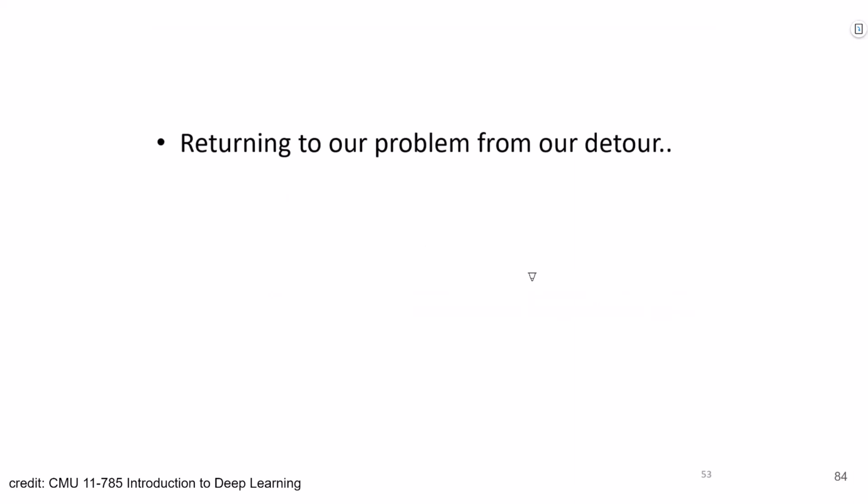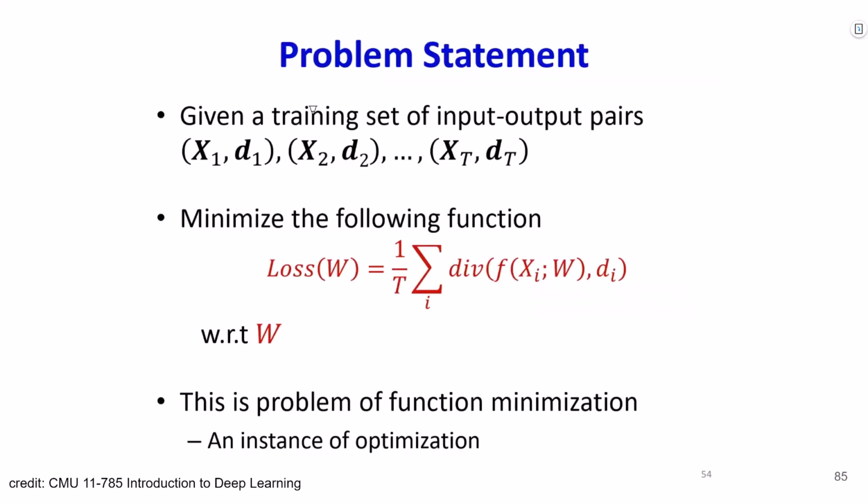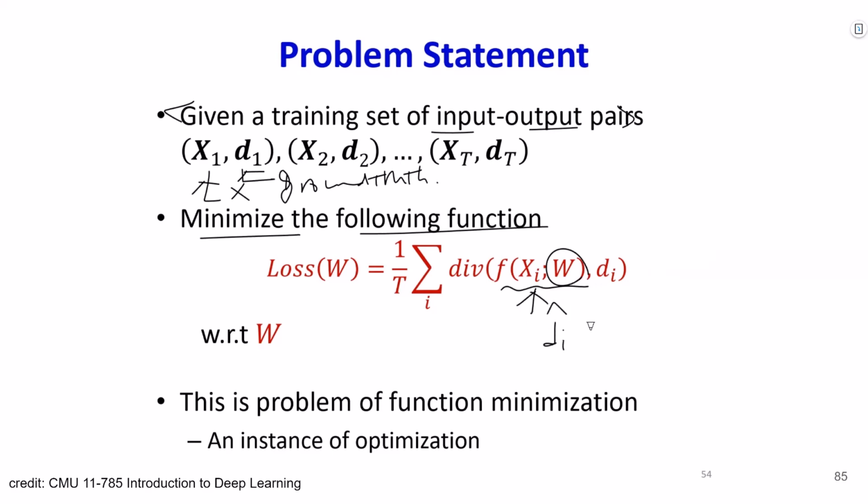And returning to our problem from our detour, our problem was this. Given a training set of input and output pairs, here, X represents the input and D represents the expected output. In other words, we sometimes call it ground truth. And we want to minimize the following loss function. Here, our model is parameterized by W. And when we inject our input X, then there might be an output. And we want to decrease the gap between this predicted output, D hat, and the ground truth D. And this is a problem of function minimization, an instance of optimization.